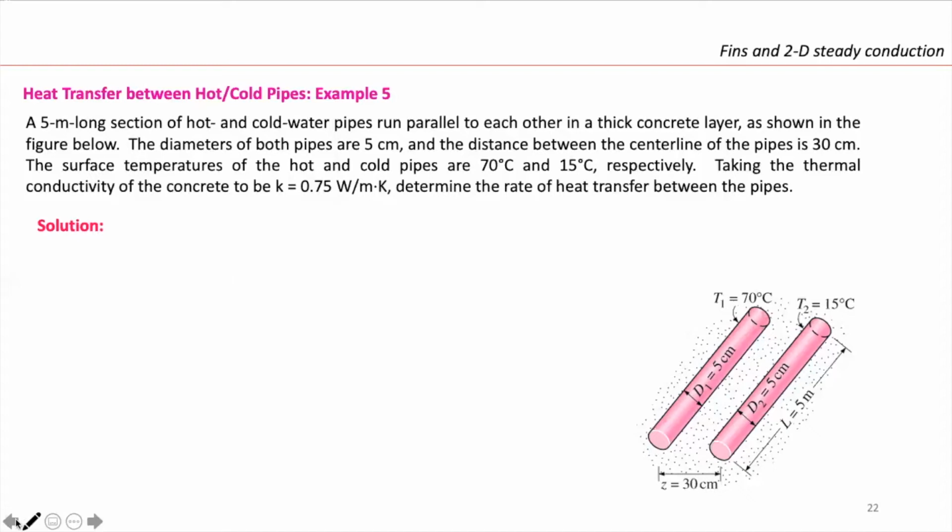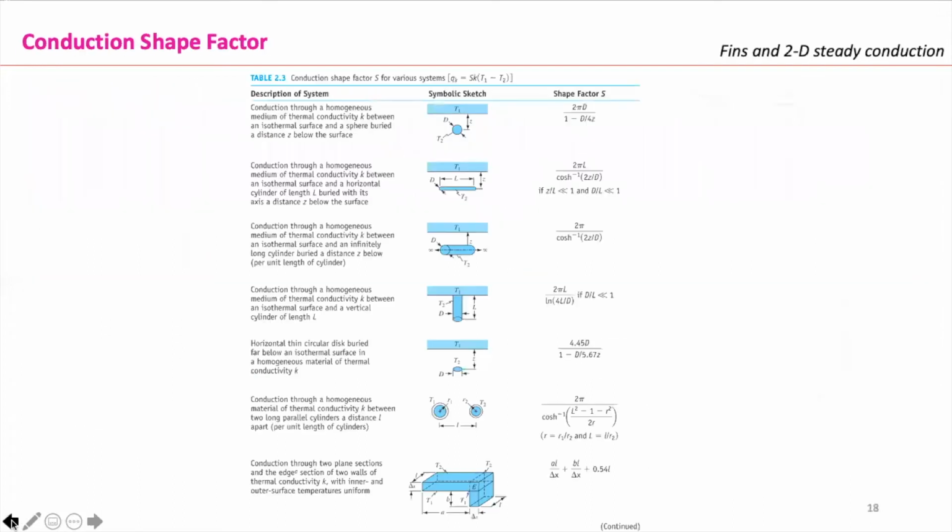So if you don't have the book handy, I can put the table here. So we have two pipes, right? This would be our two pipes. Geometry: two long parallel cylinders.